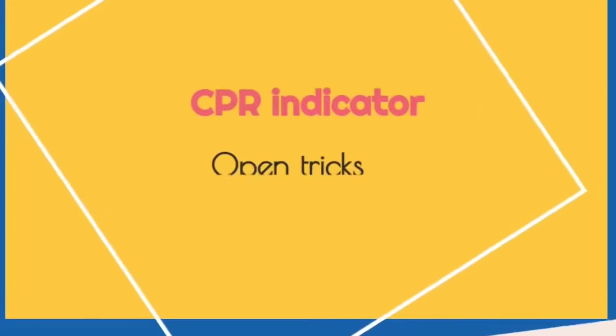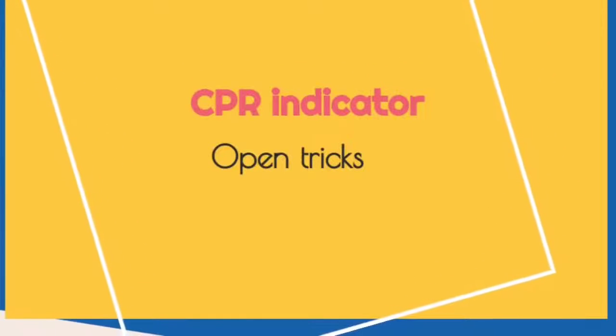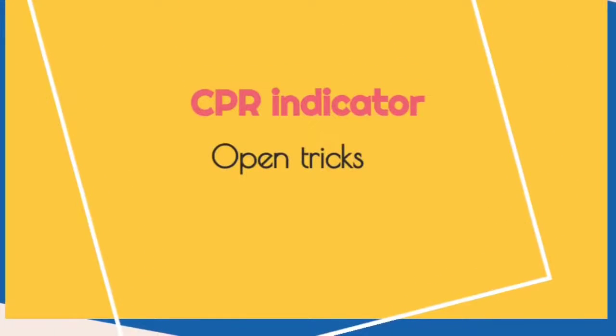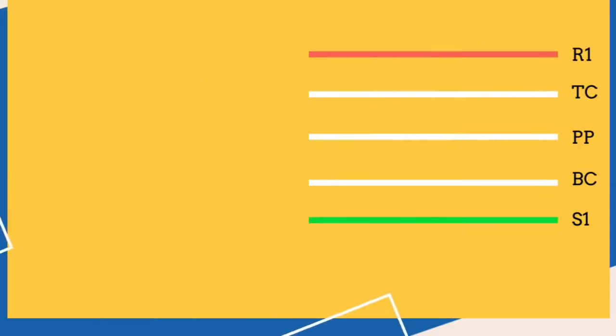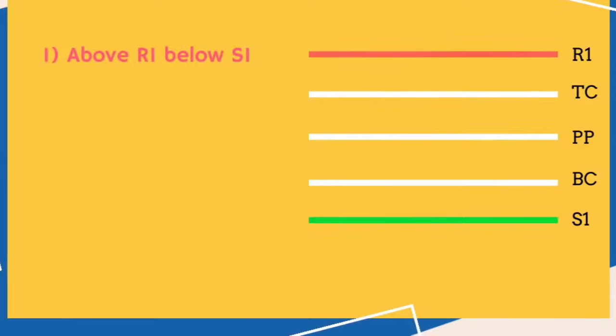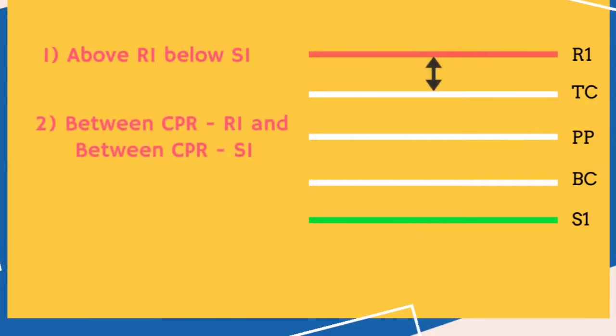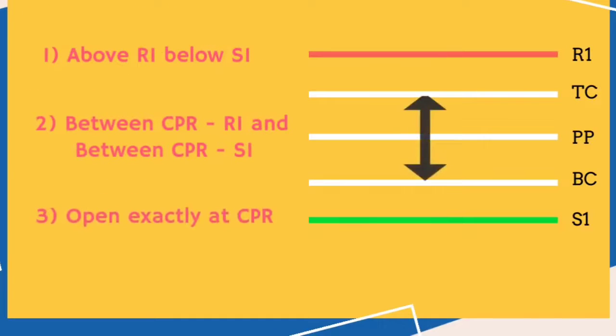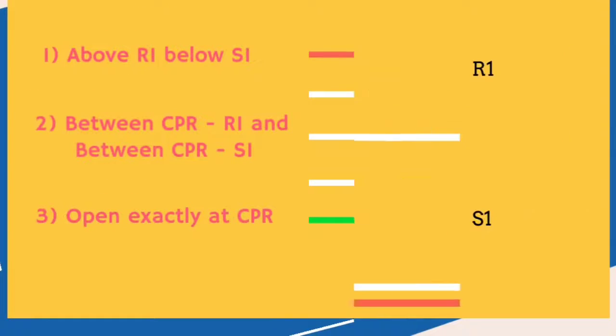In this video, we are going to see CPR opening tricks based on candle openings. CPR opening tricks have three types. 1. Above R1 or below S1. 2. Between CPR and R1, or between CPR and S1. 3. Open exactly at CPR.